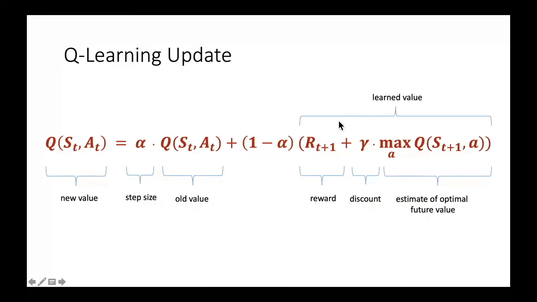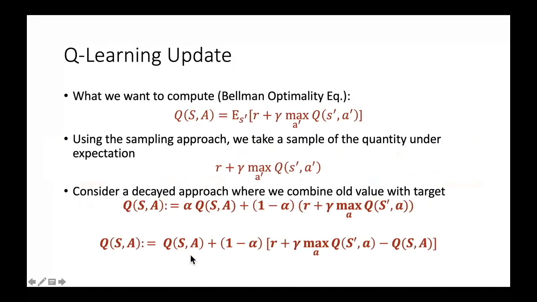Because this is based on the actual interaction of the agent with the environment. It has seen an actual reward R t plus 1 plus, of course, the discount factor times what is the maximum that can be obtained from the subsequent state. We can argue that this value is not really a well-formed value all the time, which is fine, because this is something we are learning gradually. But this whole thing is a target value, whereas this is the old value, and this can also be written in the following way.